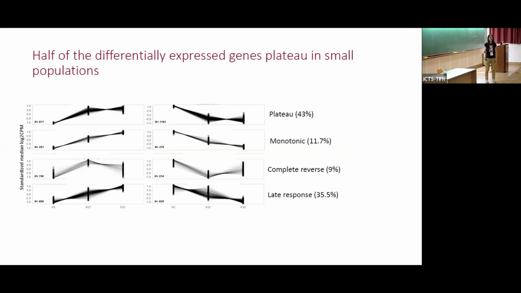We can also classify our differentially expressed genes in the small populations depending on their patterns of expression. We still observe all these patterns, whether they plateau, whether they still have this monotonic expression change, or whether they have reverted. But the fractions are much different. The plateau fraction, which I'm showing now in comparison with the large population, has fewer genes that have plateaued in their expression, and a large fraction of them are still continuously changing their expression. Again, this suggests that the large populations have been much faster in their adaptive response.